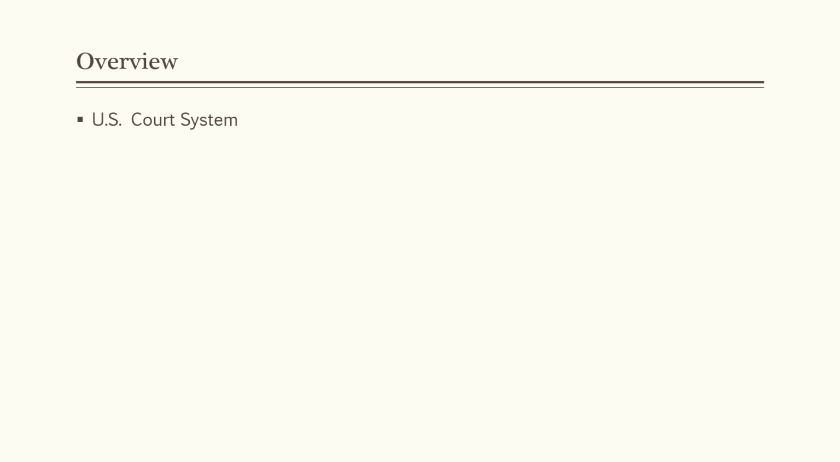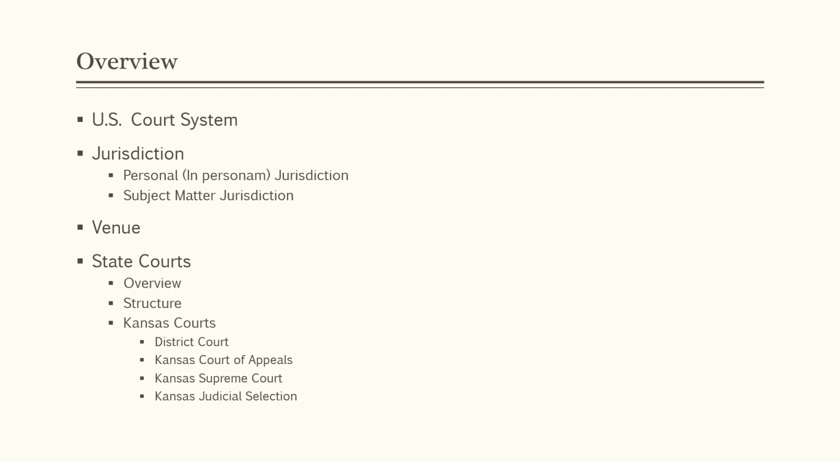court system, jurisdiction, two types of jurisdiction, personal, which is also called in personam jurisdiction, and subject matter jurisdiction, venue, and then we will discuss the state court system, its overview, the structure, and then we'll go through the Kansas courts, the District Court, the Kansas Court of Appeals, the Kansas Supreme Court, and finally, Kansas Judicial Selection.